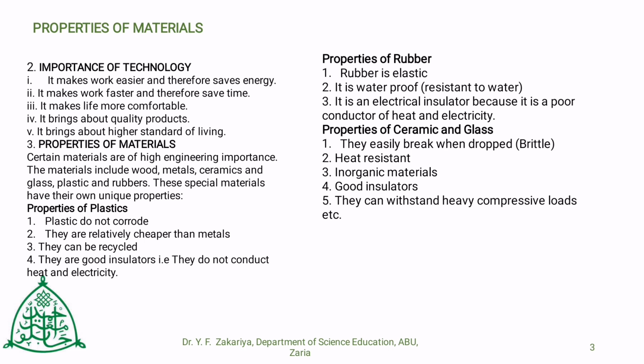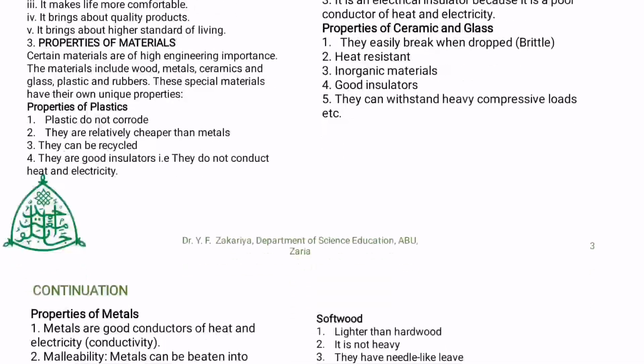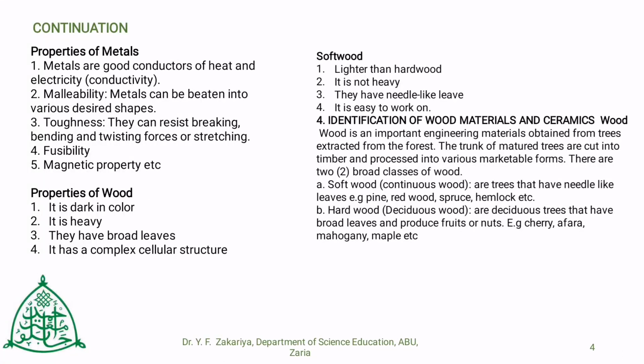Then we move into the properties of ceramics and glass. Number 1, they easily break when dropped. That is the meaning of brittle. Number 2, heat resistance. Number 3, inorganic materials. Number 4, good insulators. Number 5, they can withstand heavy compressive load, etc.